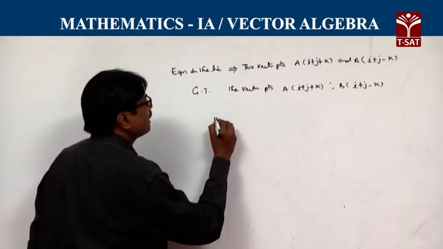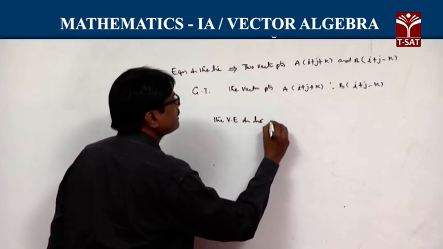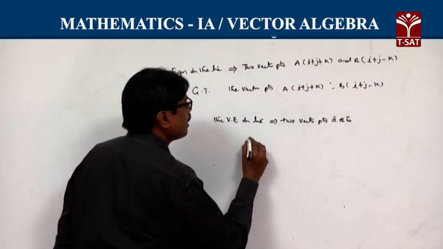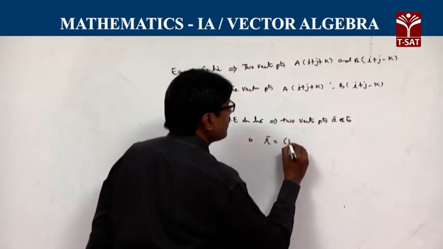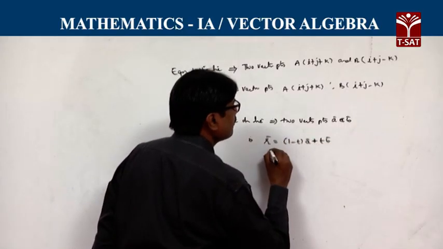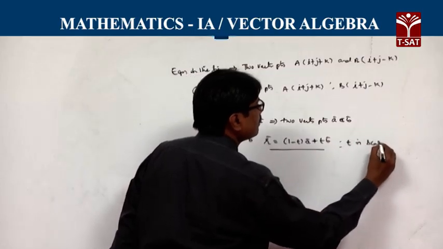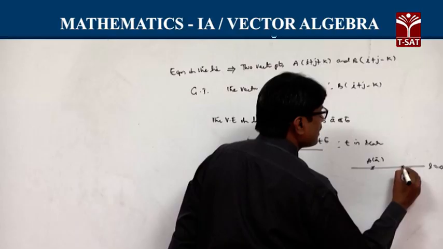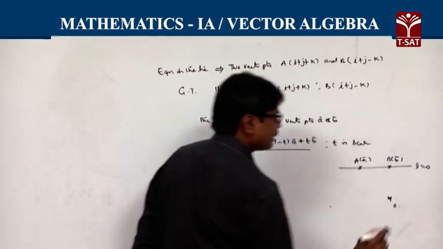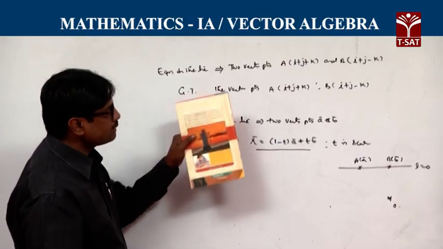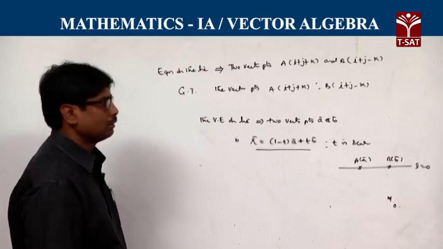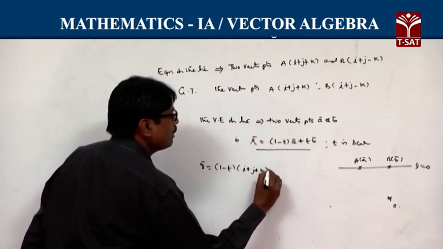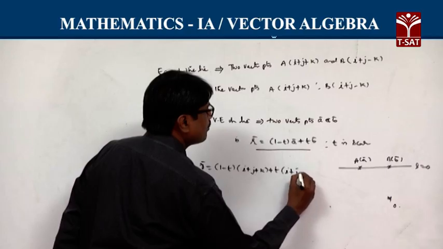Just now we did. The vector equation of line passing through two vector points A bar and B bar is R bar is equal to 1 minus t times of A bar plus t B bar, where t is a scalar. You consider one line L is equal to 0 and it is passing through A bar and B bar. Let O be the origin. The vector equation of the line passing through two vector points A bar and B bar, that is R bar is equal to 1 minus t times of i bar plus j bar plus k bar plus t times of i bar plus j bar minus k bar.